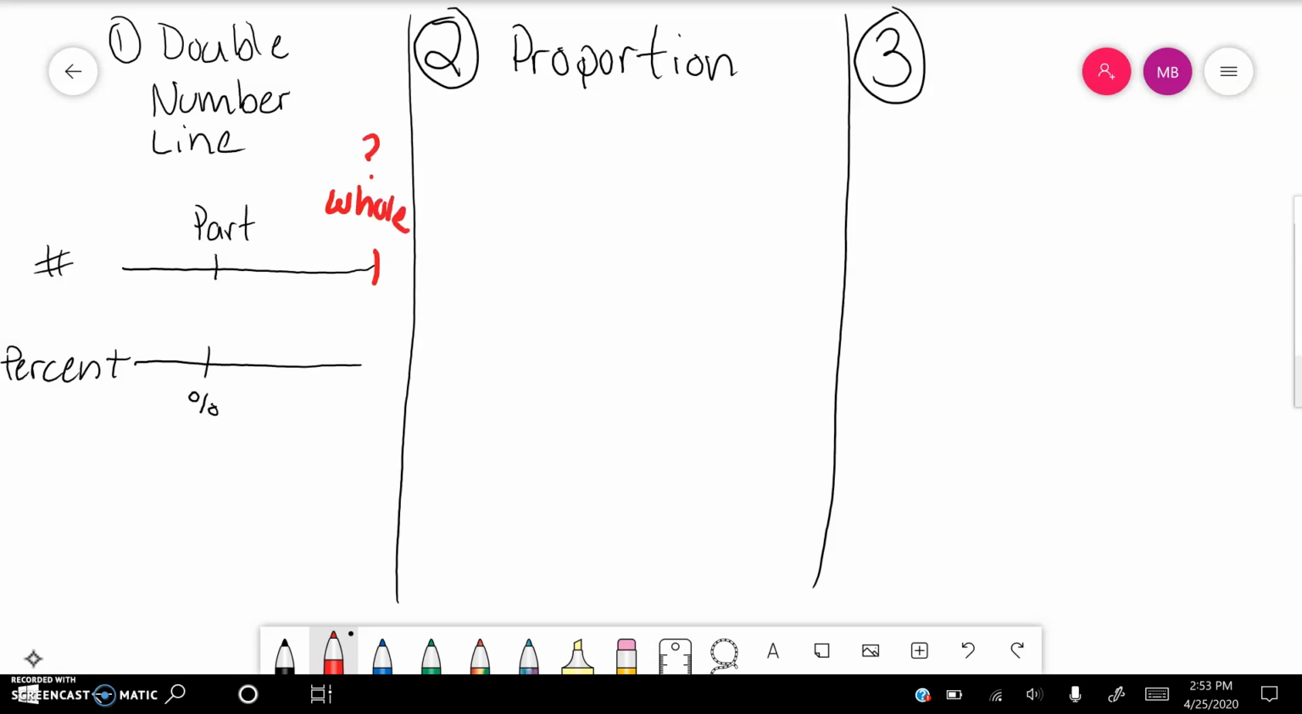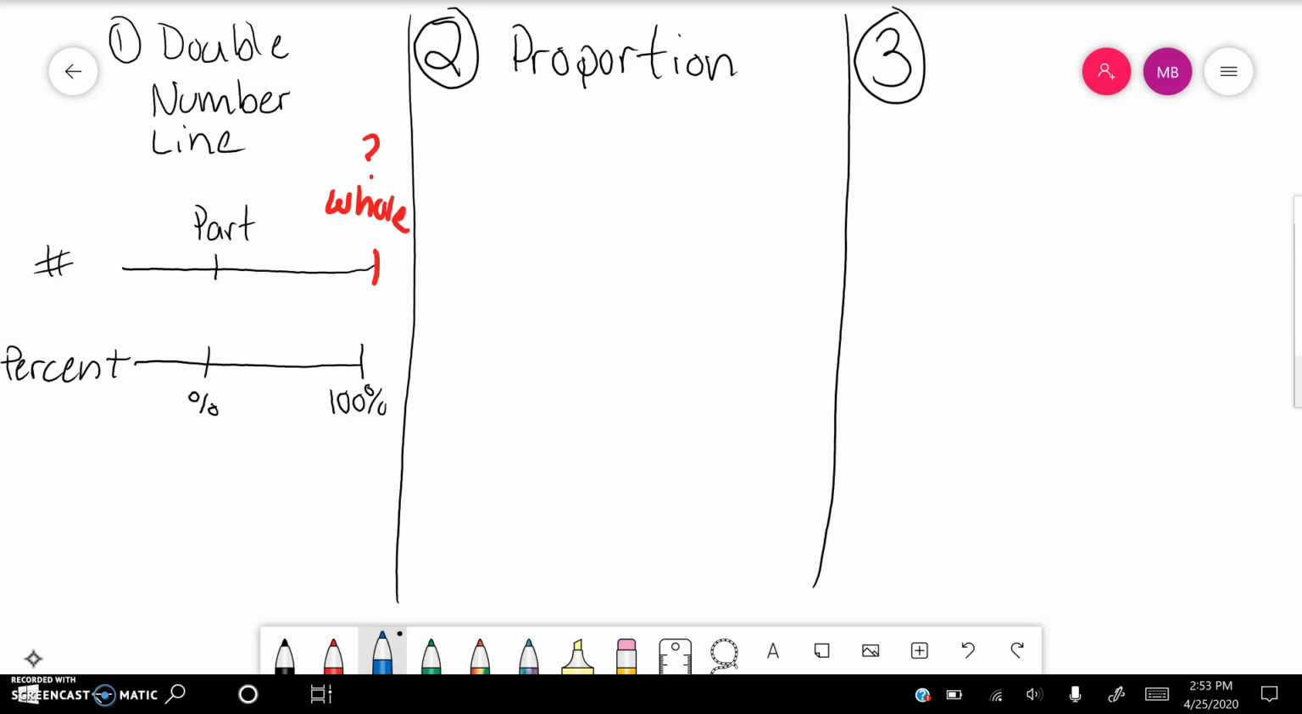This we don't know. But we do know that whatever the whole is going to be 100%. So use what you know about proportions to figure out, if this amount is this percent, how can you use that to help figure out what 100% is? So break up your double number line into however many pieces you need to so that you can keep going up until you get 100%.